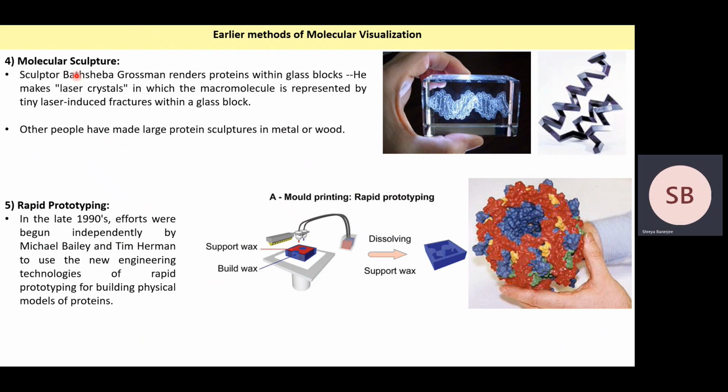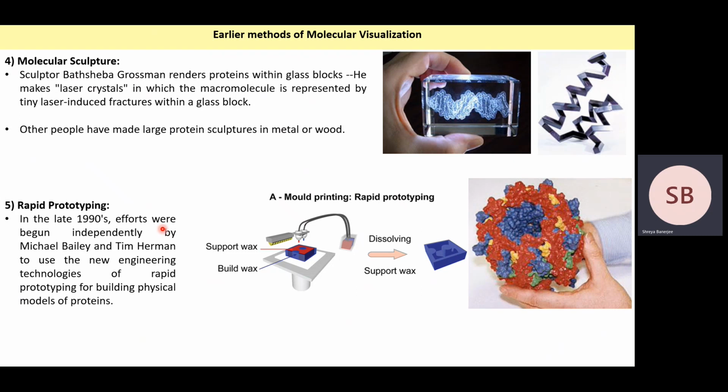Then came molecular sculptures. These sculptures were done in various media. For example, Bathsheba Grossman rendered these proteins in glass blocks. He would make laser crystals in which the macromolecule is represented by tiny laser-induced fractures within this glass block. Other people have also made sculptures in metal or wood. For example, a metal structure of an alpha helical protein is shown here.